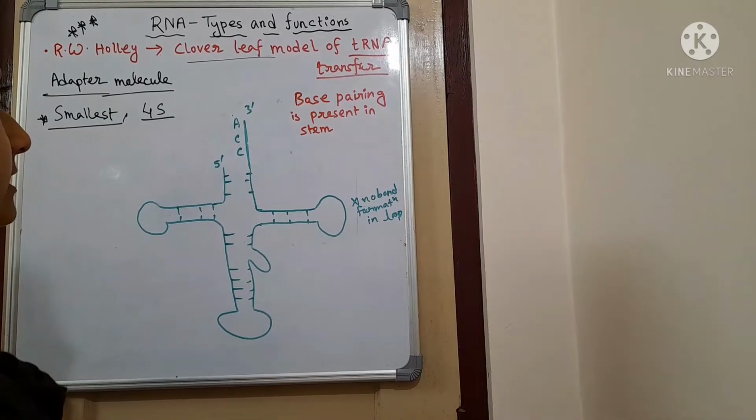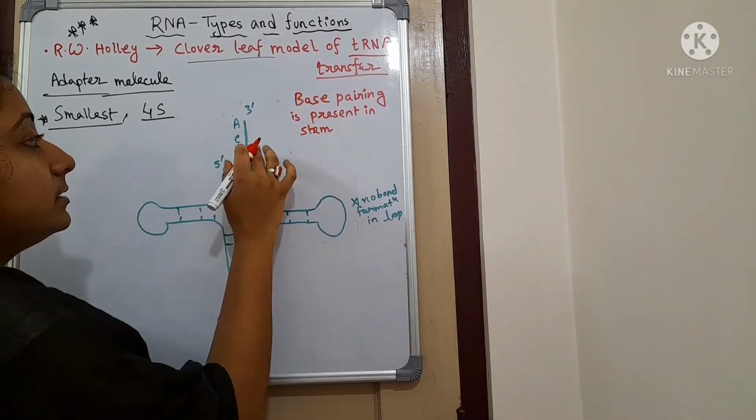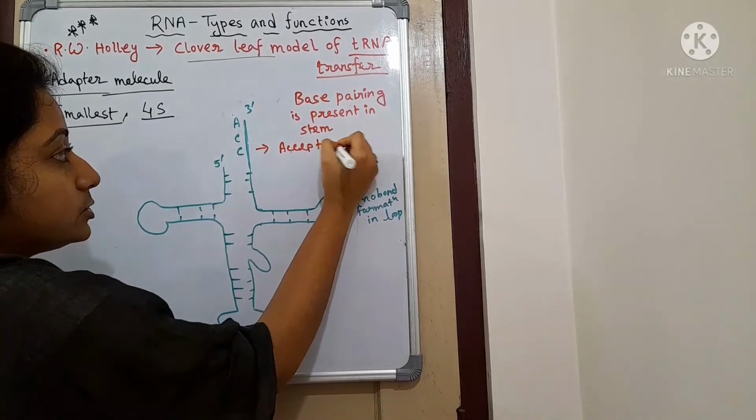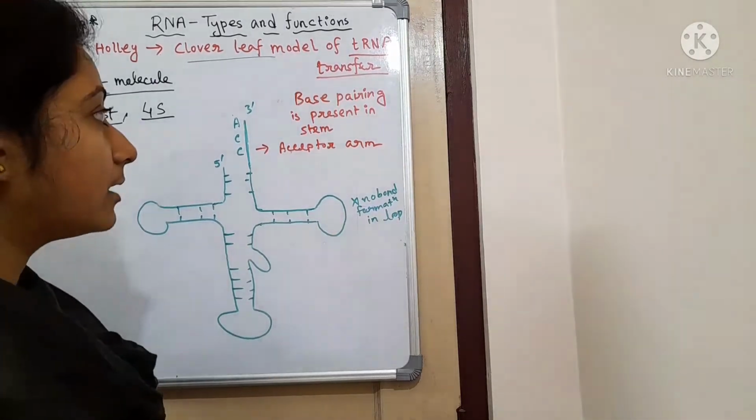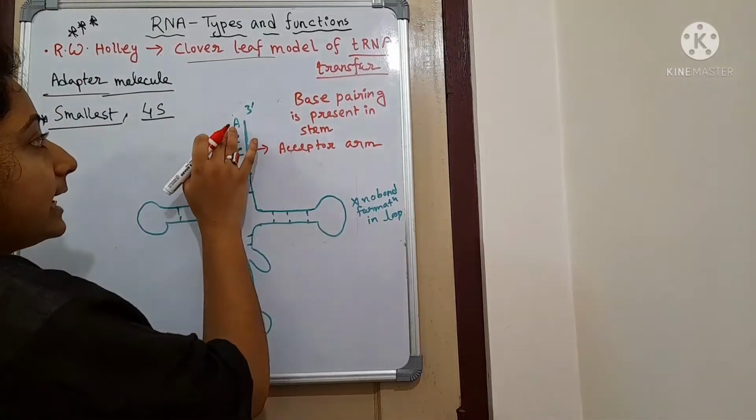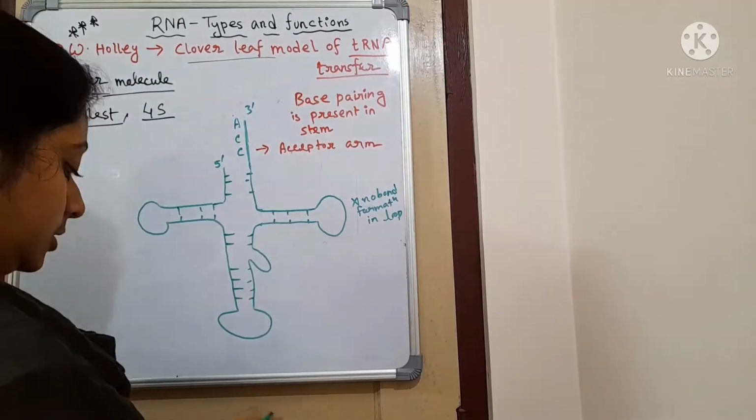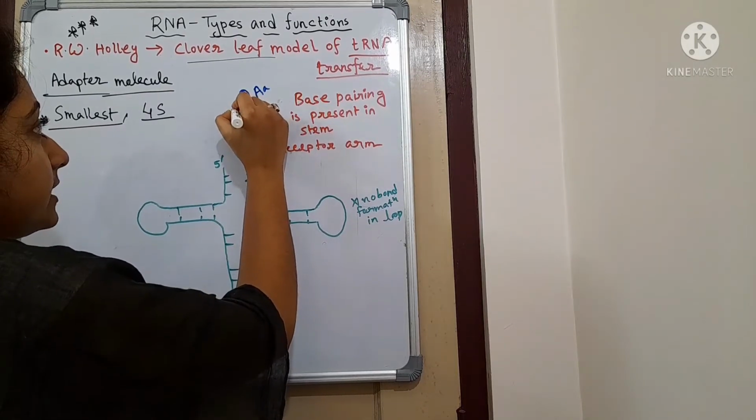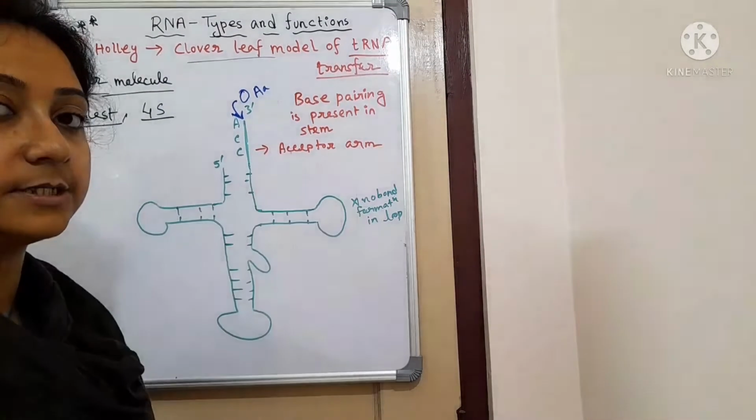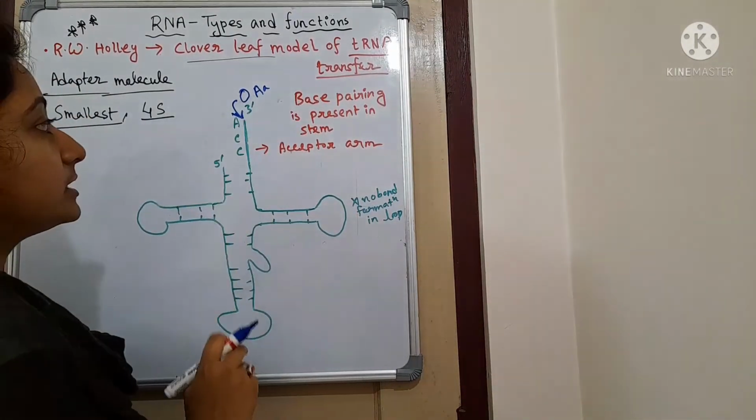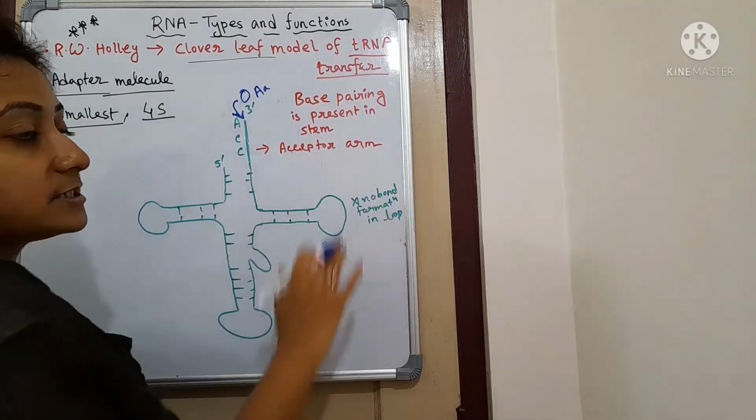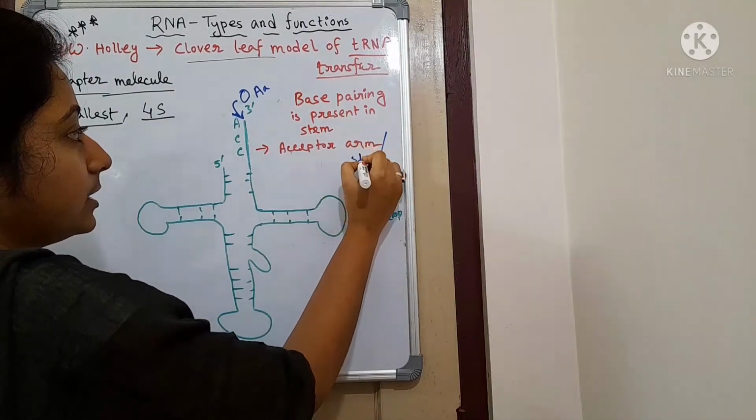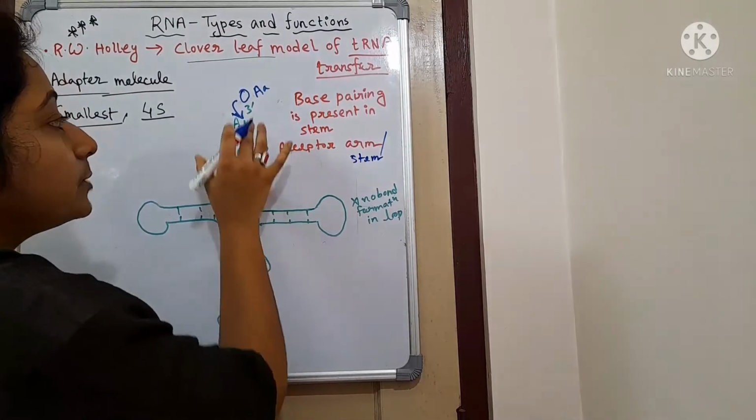This arm present near the 3' end is known as the acceptor arm. Why is this arm known as the acceptor arm? Because the amino acid can attach to this arm. Let me draw it here. Say, for example, this is one amino acid. It will come and attach at this site. That's why this stem is also known as the acceptor arm or acceptor stem.